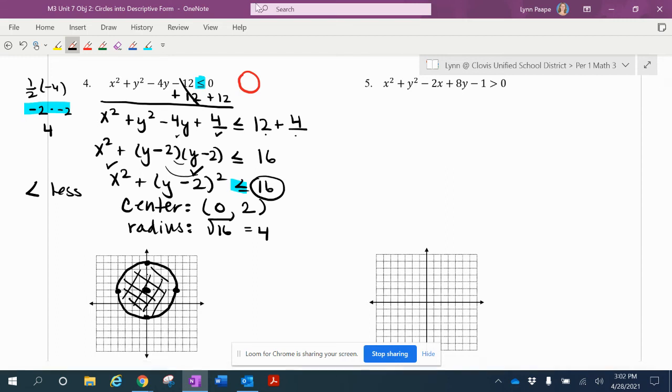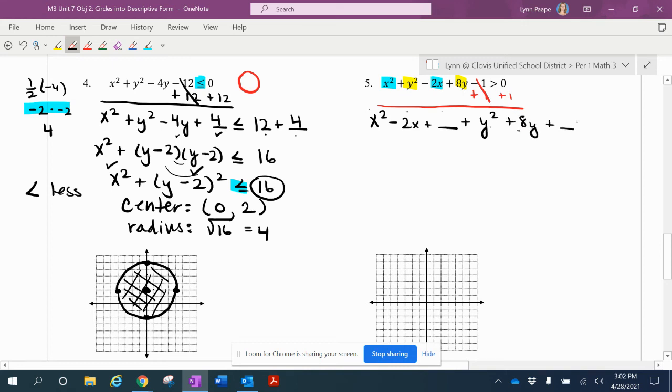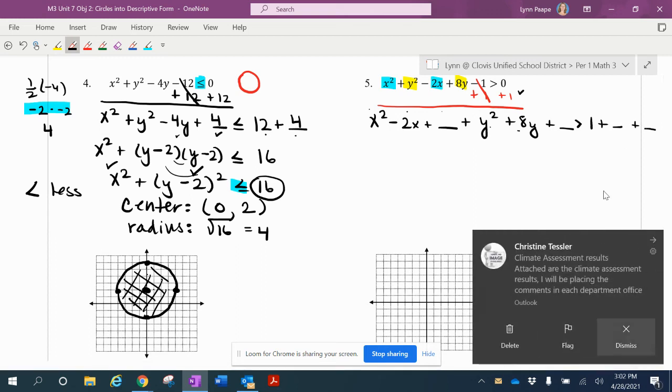Okay, last one here. So we're going to go ahead and do the rearranging. I'm going to put those x terms together, and then I'm going to put my y terms together. And I'm also going to add the constant to the other side. And then I'm going to insert a value there to complete the square because I have 2 terms, so I need to create that third. And then y squared plus 8y, so I have 2 terms, so I'm going to need a third to complete the square. And then 0 plus 1 just gives me 1. I'm going to eventually add 2 numbers to the left and to the right.